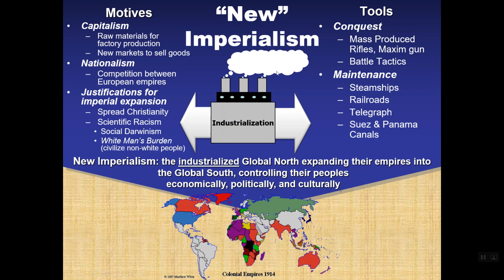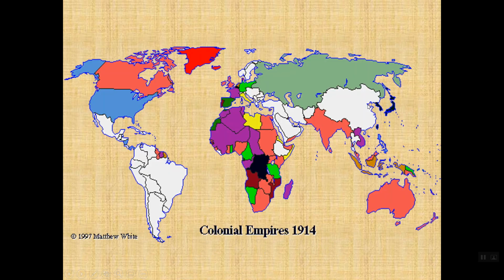Okay. The other thing that maintained their empires, other than steamships and canals, was the railroad. Those were very, very important to be able to ship things. The telegraph as well, to be able to communicate quickly. So the steamships, railroads, telegraph, and canals were able to help them maintain the empires. And again, these were the colonial empires.